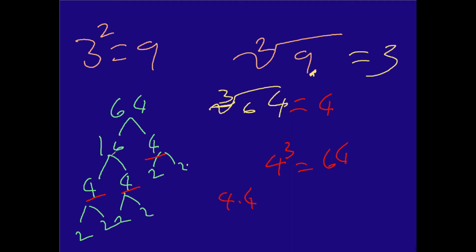4 times 4 is 16. Times 4 right here is going to give me up here 64. So that's how it works. This is one way that you can deal with this. Let's do one more to make sure it's clear.